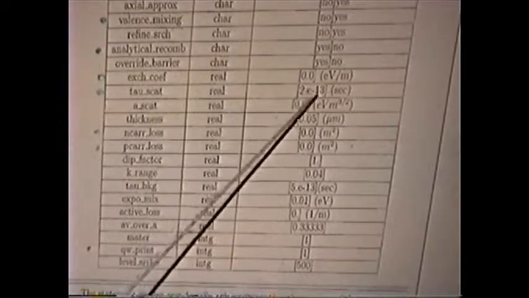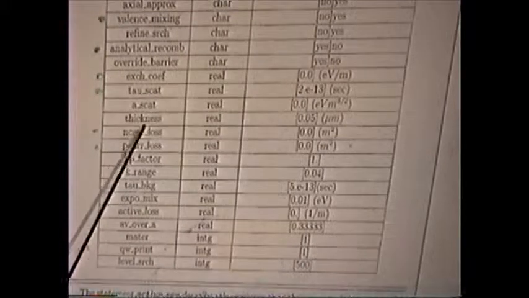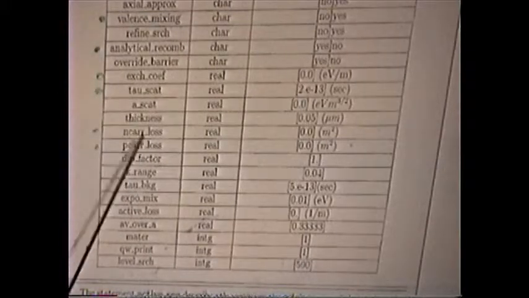The scattering time is a default scattering time, 0.2 picoseconds here. But if you use the tau model, then the scattering time will be calculated automatically, and you don't have to put that in. A scattering is some other parameter in one of these broadening models. Thickness of the quantum well was clear. N chi rho, P chi rho: the free carrier absorption is roughly proportional to the carrier density. The absorption coefficient is proportional to the carrier density.